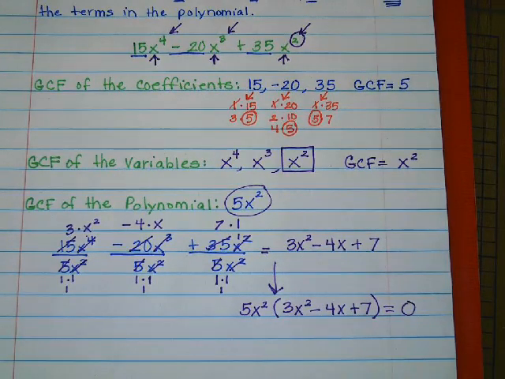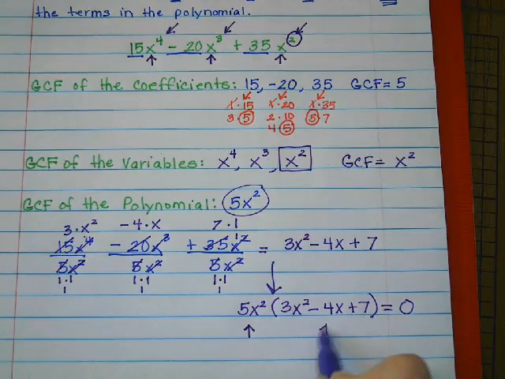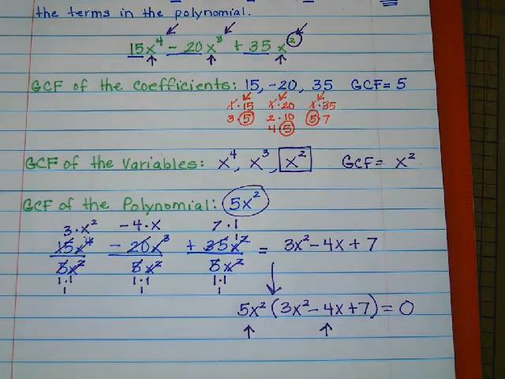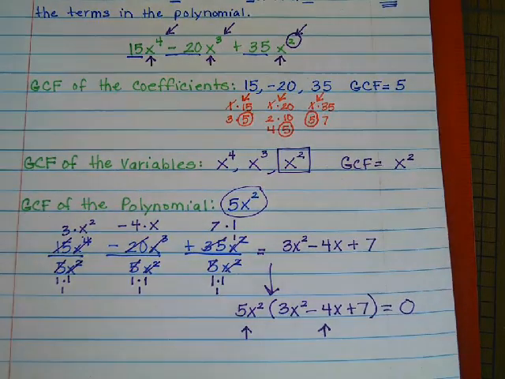From here, we are going to want to find the zeros of each of these individual factors, the 5x squared and the 3x squared minus 4x plus 7. So we'll go ahead and change the paper out and show you how to do that. So again, if you need to, pause the video.